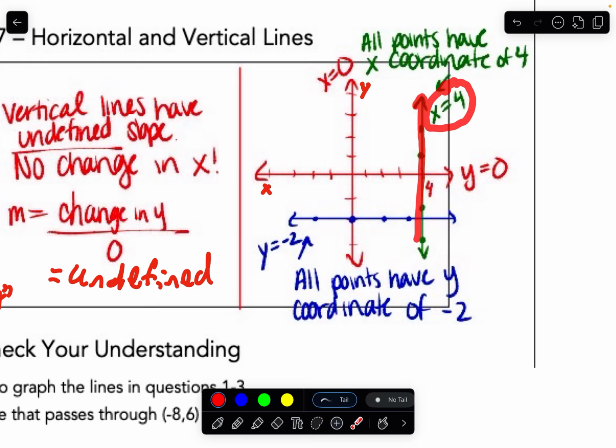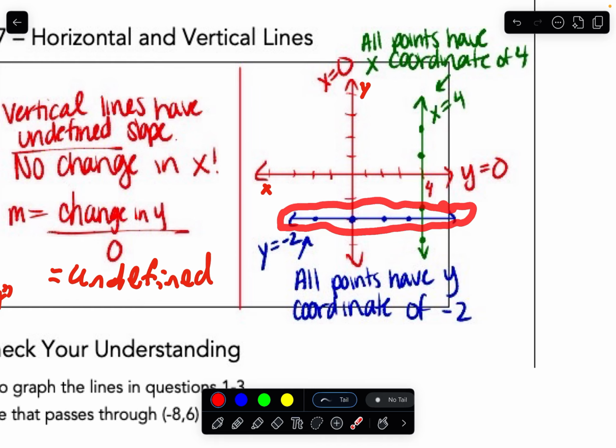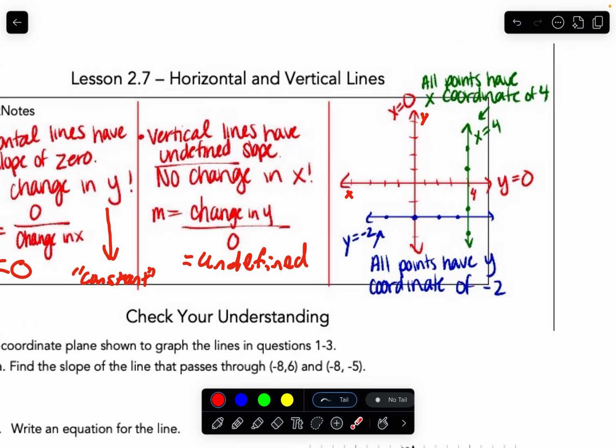Notice there's no y in this equation. If there was a y in this equation, then the line would have to cross the y-axis because there would be a y-intercept. On this line down here, y equals -2, that's a horizontal line. It's flat. All points on this line have a y-coordinate of -2. So there you go.